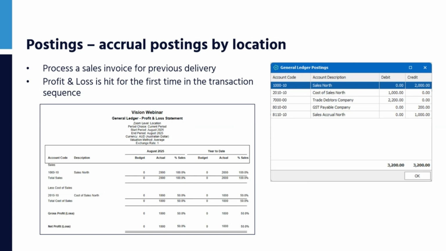And now I go and do the sales invoice for that previous delivery, and the profit and loss is hit for the first time in that transaction. So now I have a situation where I've purchased some stuff in, I've sold a little bit of that with a separate delivery and invoice, and that's what my profit and loss looks like. I've done a sale for $2,000, cost of sale of $1,000, GP of $1,000, net profit of $1,000. So that's what's happened there.